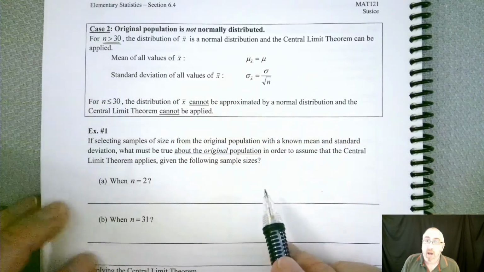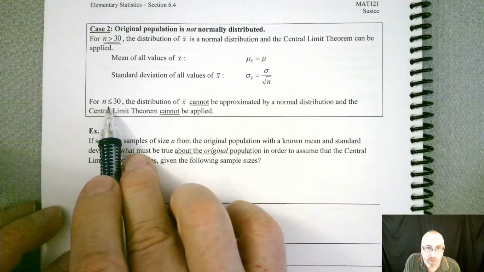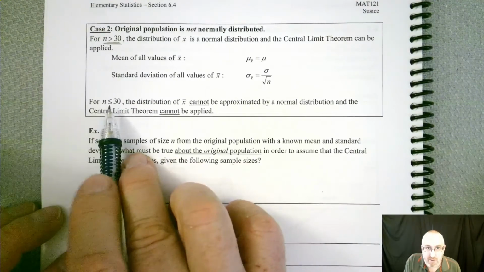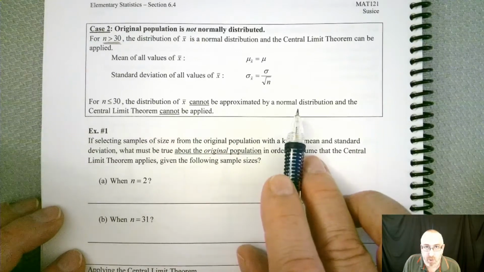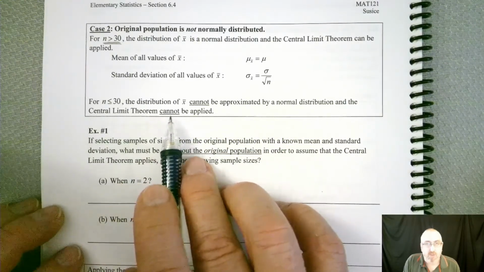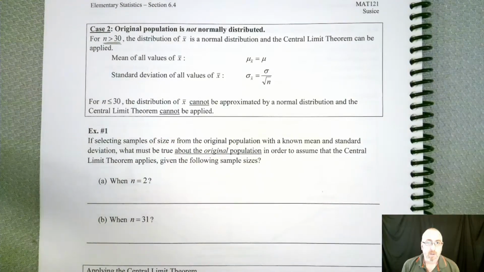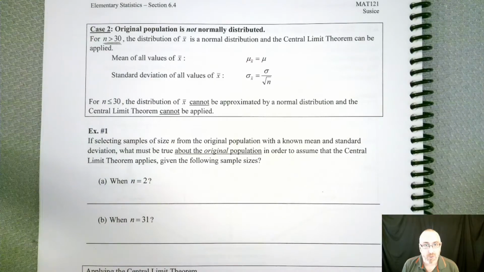And then the third case, which really isn't a case because we can't do anything with it, is when n is less than or equal to 30. And when it's less than or equal to 30, we can't even do anything. We cannot approximate it with the normal distribution, and we cannot apply the central limit theorem. So we're busted. So hopefully we only have cases that are one of the first two.